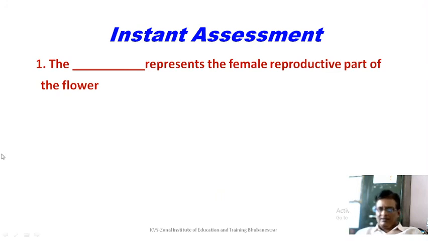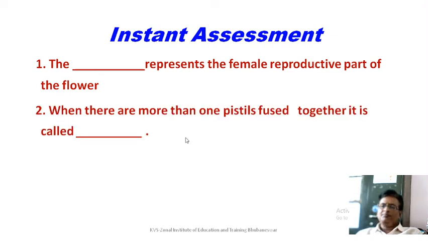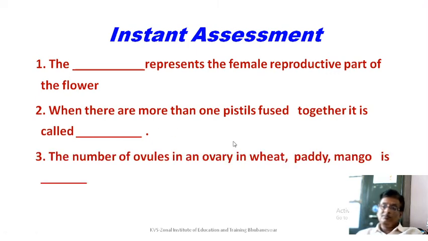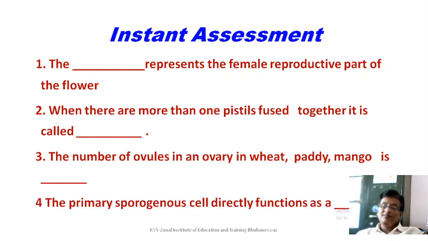After doing this topic, I want you to attempt a few questions. Tell what represents the female reproductive part of the flower. When there are more than one pistil fused together, what is it called? The number of ovules in the ovary of wheat, paddy, mango is what?